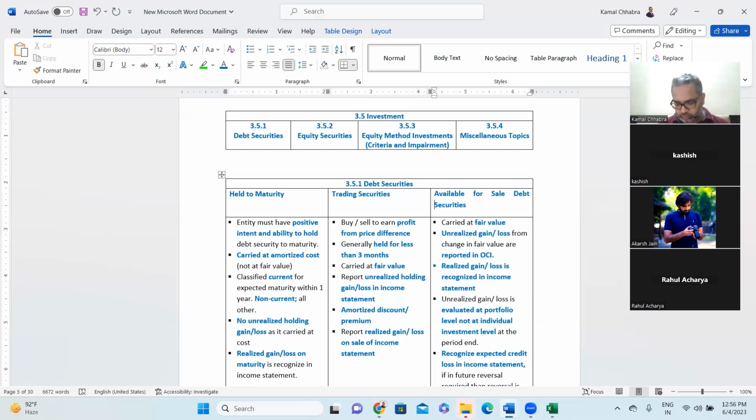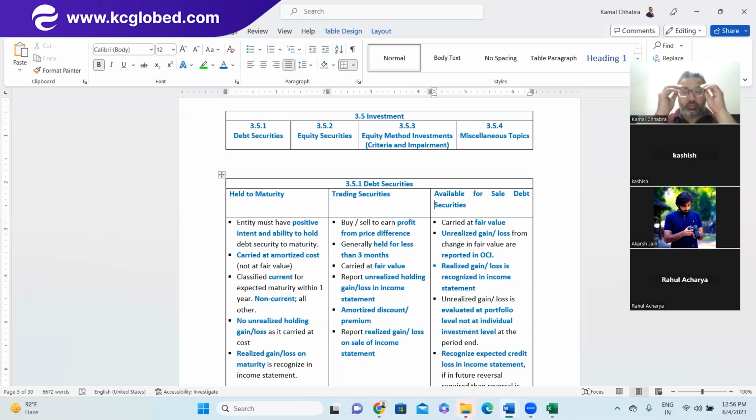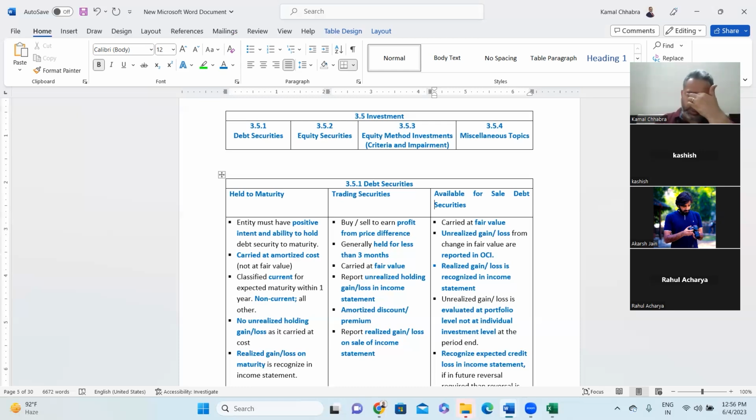Sir, but in this, the company can sell only when it makes a profit, right, otherwise it holds till maturity? No, not necessarily. There are 2-3 things. One is when the company is in need of cash. It may put certain investments, certain debentures, certain debt securities as available for sale, and it can be at a profit or at a loss, but now you are in need of cash.